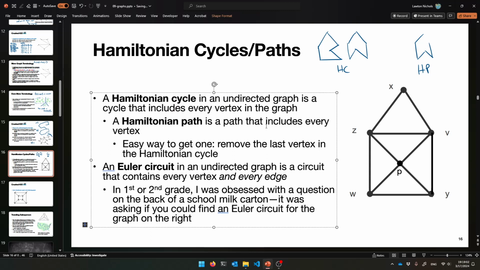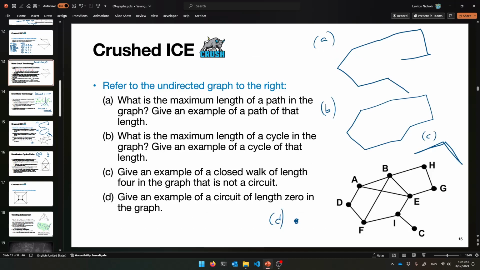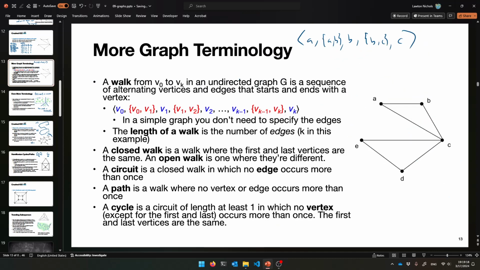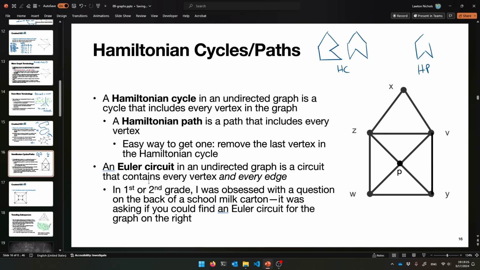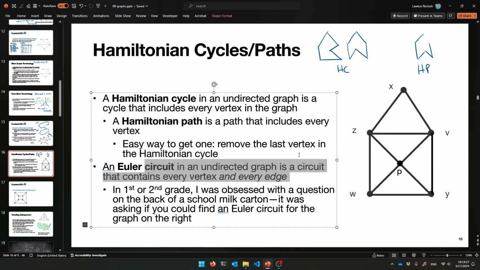There's a similar idea for edges, so that's called an Euler circuit. An Euler circuit, in an undirected graph, is a circuit that contains every vertex and every edge, which is pretty cool. So what does that mean? Well, it's a circuit. It's not a cycle, so you can reuse vertices, but you can't reuse edges, all right? So it's a circuit that contains every vertex and every edge somehow. You don't double up on edges, which is really cool.